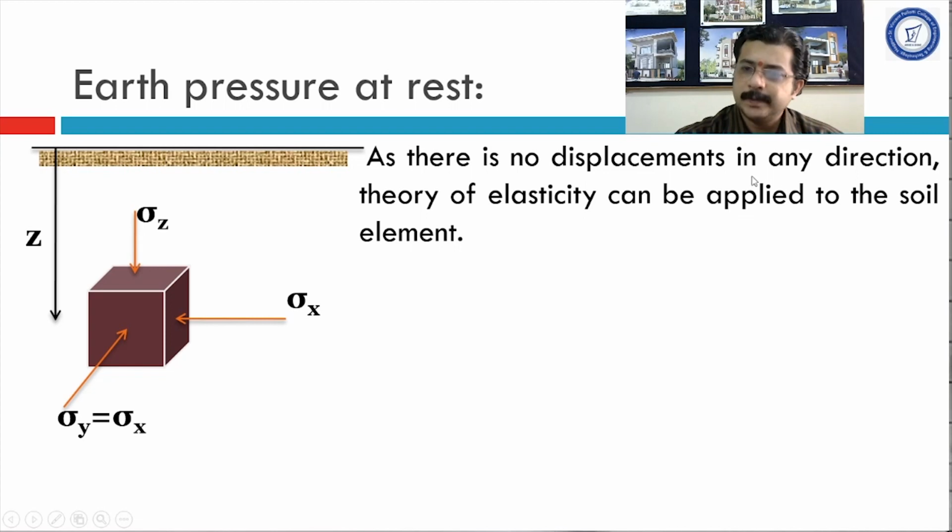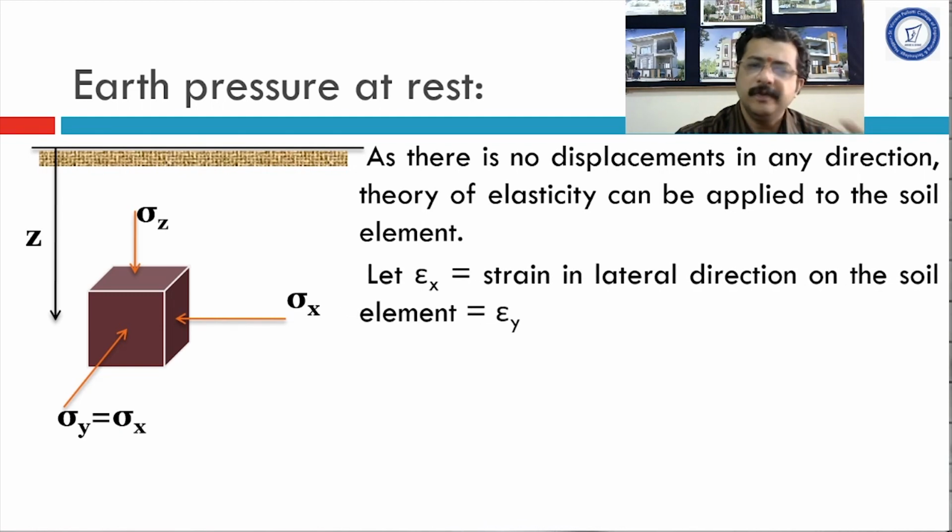As there is no displacement in any direction, theory of elasticity can be applied to the soil element. There is no movement at all, hence the soil is considered at rest, therefore it is in elastic condition. So we can apply theory of elasticity. Let us say epsilon x is the strain in lateral direction in the soil element. So this is sigma x, which is the lateral stress acting on this element.